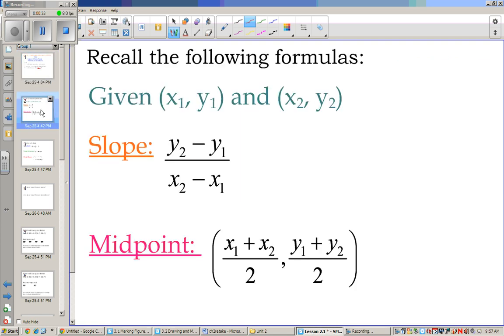All right, moving on. Here are some equations for slope: y2 minus y1 over x2 minus x1. Equation for midpoint: x1 plus x2 over 2, y1 plus y2 over 2. It's just finding the average of the x's and the average of the y's.